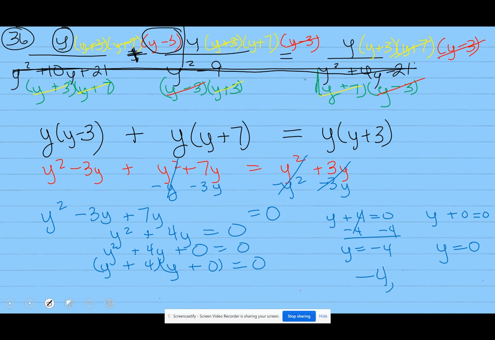Negative 4 and 0 are my answers. Technically, I need to check them. These are the correct answers. Oops, sorry about that. These are the correct answers. Let me check my answer key.